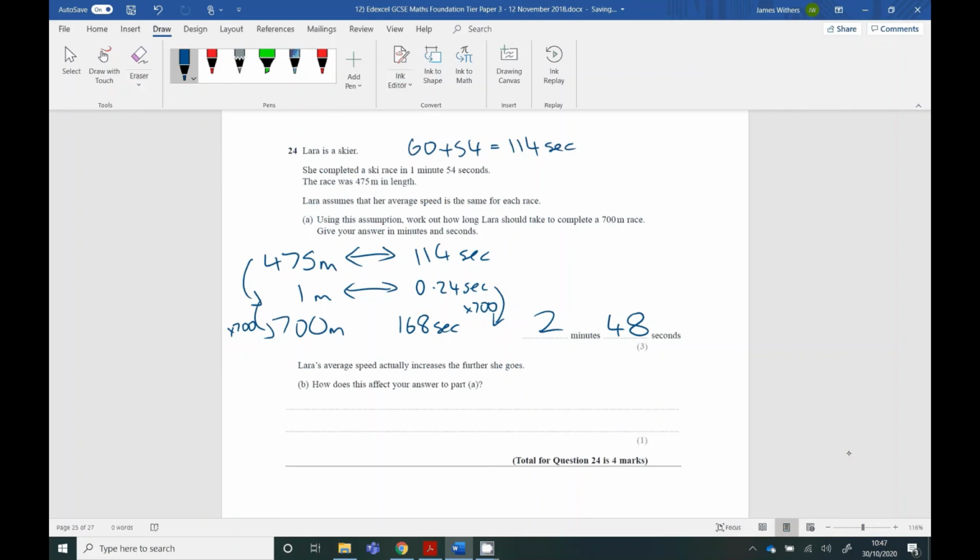Now we're told that Lara's average speed actually increases the further she goes. How does this affect your answer to part A? Well, if she's going faster later on, then it's going to take her less time to finish it, isn't it? So Lara would take less time to finish the race.